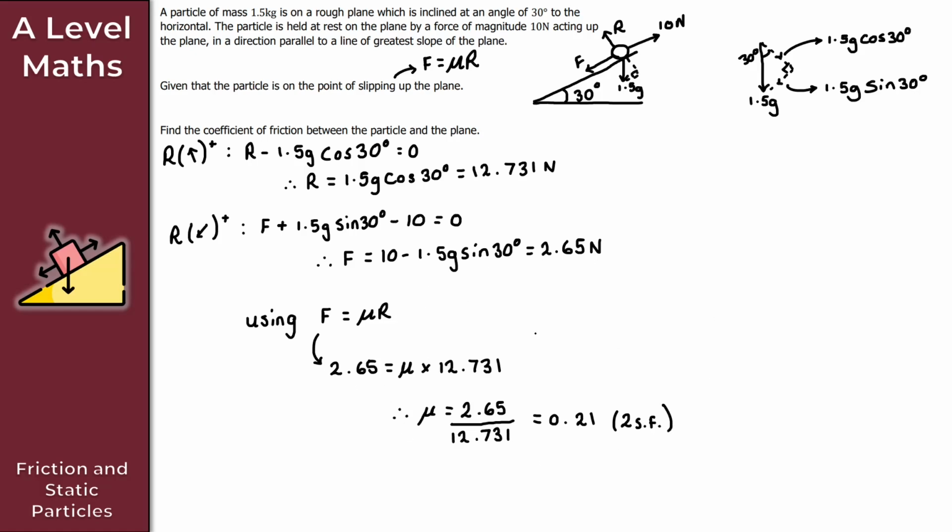So the value here for mu, the coefficient of friction, seems sensible. It's between 0 and 1. Just give it a quick sense check. So that's fine. And there we have it. That gives us the solution to this one practice question for this video. And that brings the end of this video on friction and static particles.